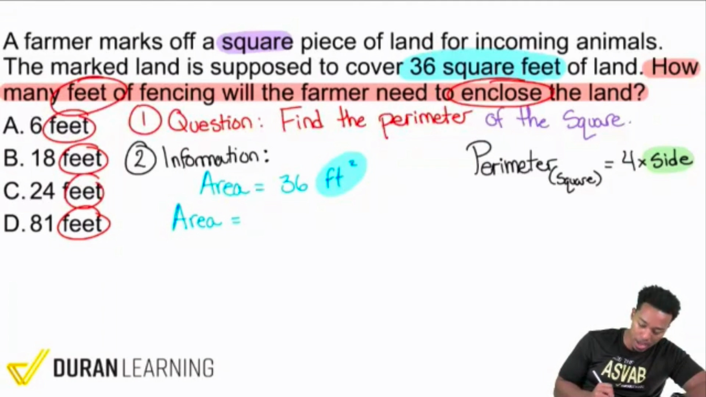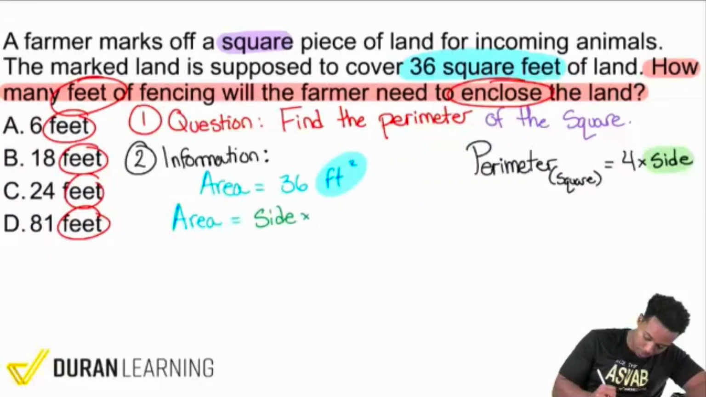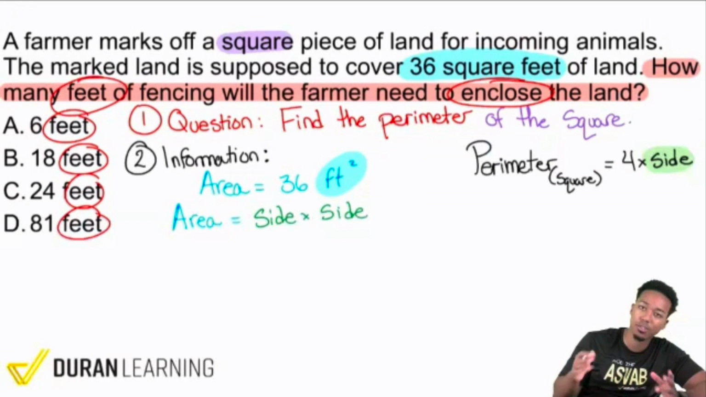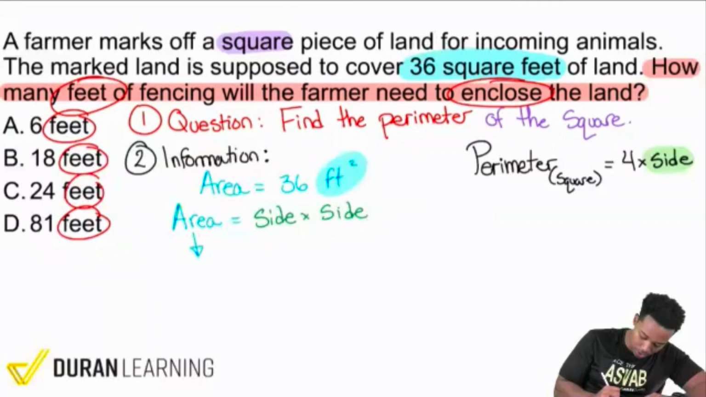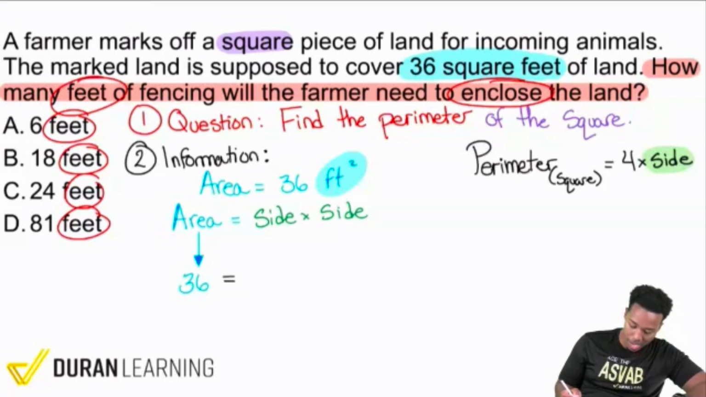Side times side. That is the area. Again, side times side or side squared, whichever way you want to say it, but there it is. And so therefore, everybody, the area is 36. Let me go ahead and just use an arrow there. It never works going down. I hate that. There we go. So boom. So that'll be 36.